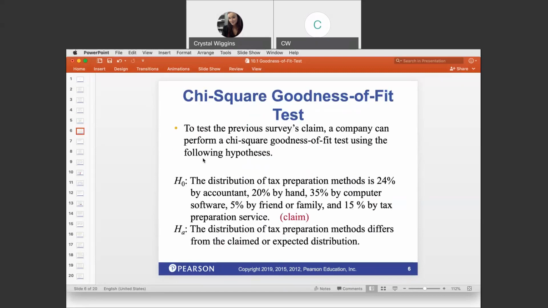To test this claim, we'd set the null hypothesis to be that the distribution does fit the expected. So we are saying that it is true that 24% use accountants, 20% by hand, and so on. The alternative hypothesis states that this does not fit. In fact, when we did the observations, we found that the expected distribution is not the same.